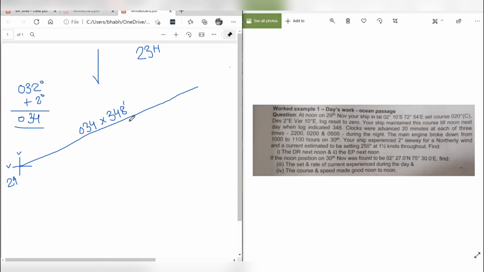Yes, very good. And because of this breakdown, will there be any effect on the current? No, sir. So there will be no effect on the current also. Now, our ship experienced a 2-degree leeway for another lee wind. So this leeway we have already applied, and a current estimated to be setting 250 at 1.5 knots throughout.